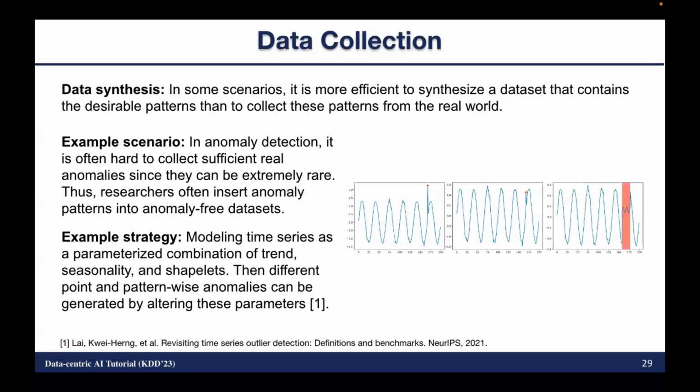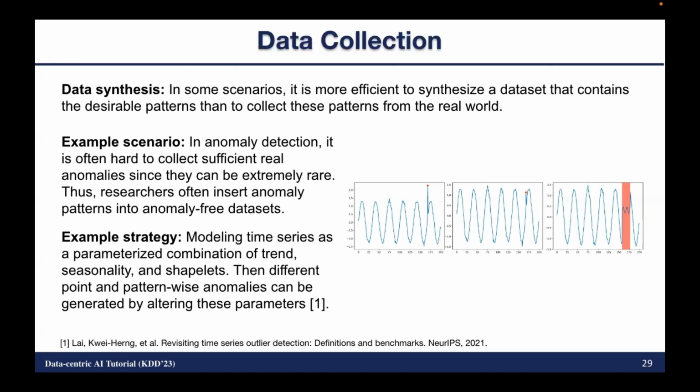To give an example, in anomaly detection, it is often very hard to collect sufficient real anomalies because, as the name suggests, anomalies are really rare. And sometimes we have very strong assumptions about anomalies, like how the anomalies should look and where they should be located. We may not even be able to find those patterns in the real world. That's why in many papers you can find researchers often insert anomaly patterns into an anomaly-free dataset, to synthesize the anomalies.